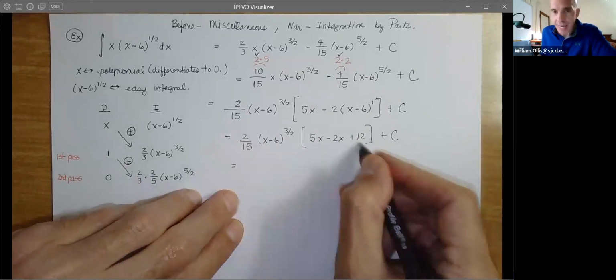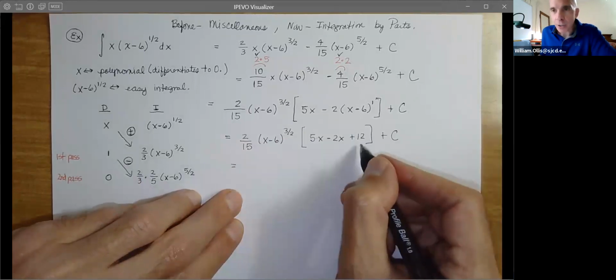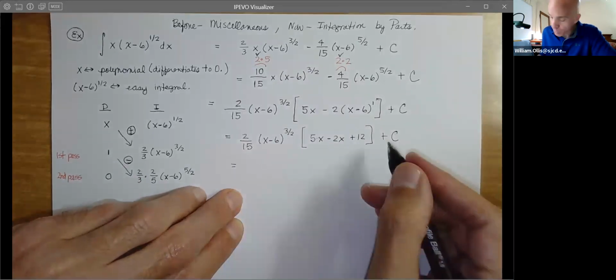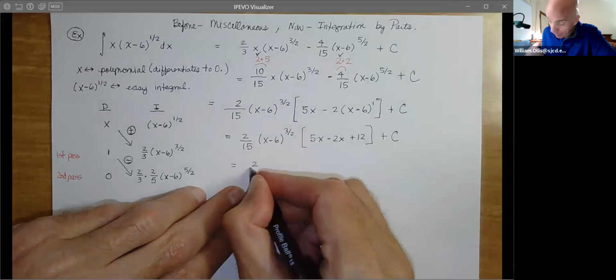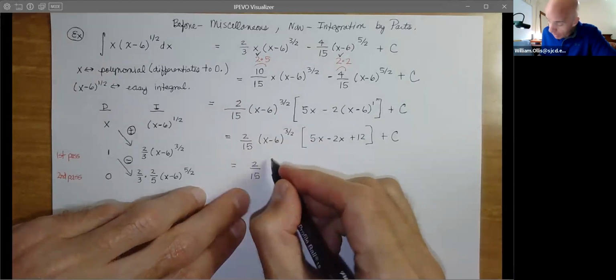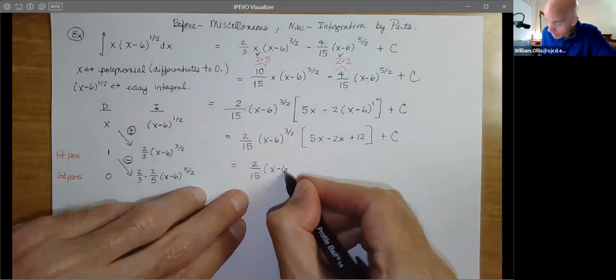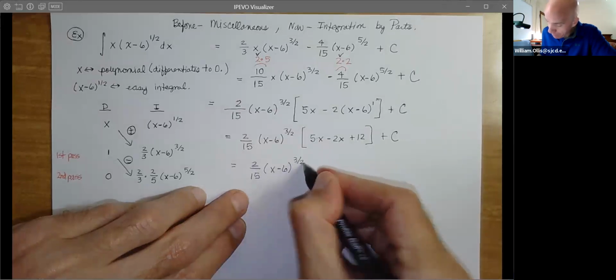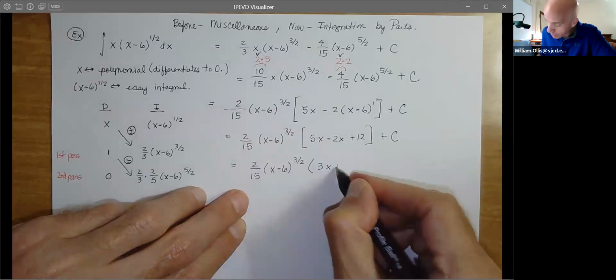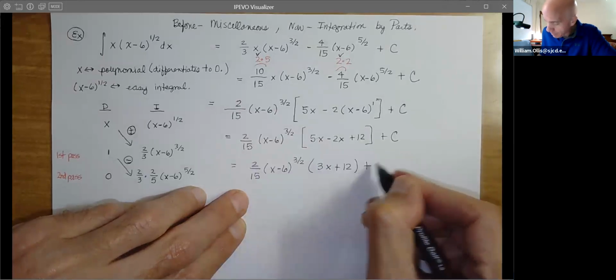So now we've got a nice little factor here that would allow us to analyze this particular function, which is useful to us. So we have 2/15, and we have (x minus 6) to the 3/2. And then, of course, now we have 3x plus 12, plus a constant.